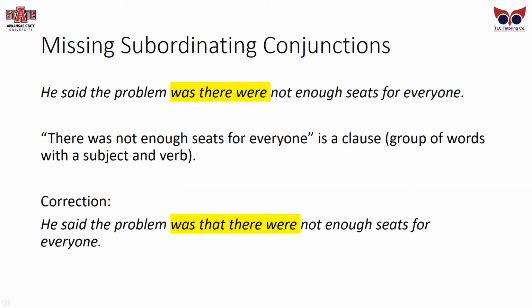Another common error on standardized tests is missing subordinating conjunctions. Consider the example sentence. He said the problem was there were not enough seats for everyone. There were not enough seats for everyone is a clause, a group of words with a subject and a verb. Unfortunately, this creates a run-on sentence. To correct it, you need a subordinating conjunction. He said the problem was that there were not enough seats for everyone. By adding that, I've created a subordinate clause at the end of my sentence and corrected the run-on.